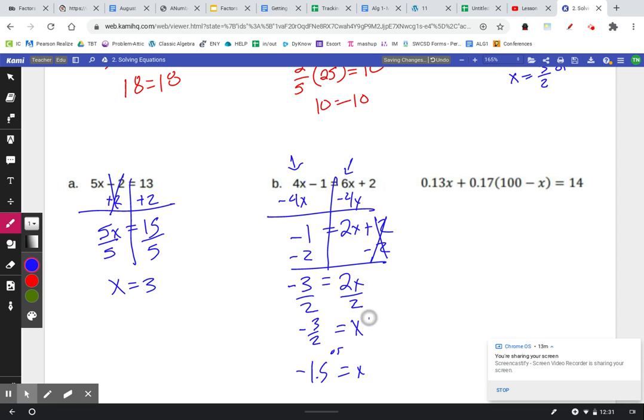Same answer, just depends on if you want it in fraction or decimal form. It might be something we might ask you, hey, we want decimal form. We don't want fractions, or we do want fractions. Just some things to think about.